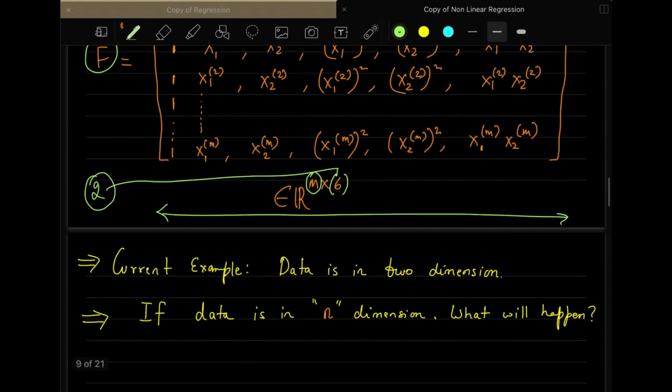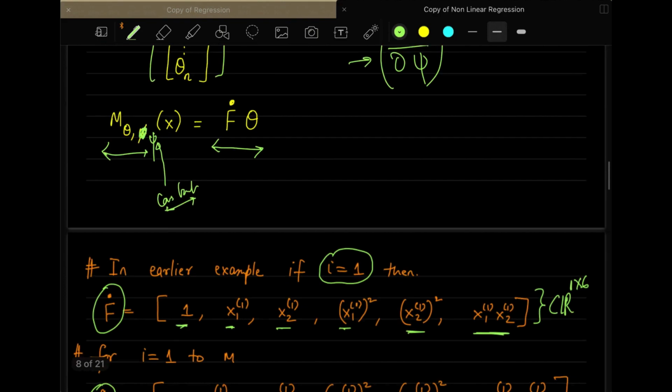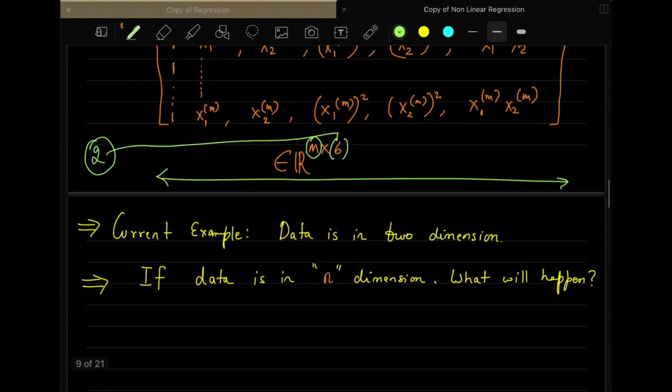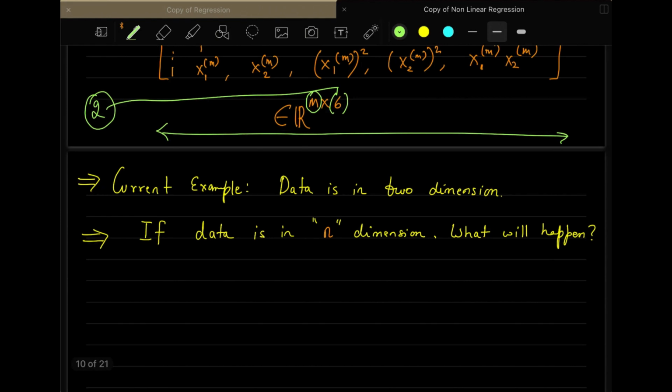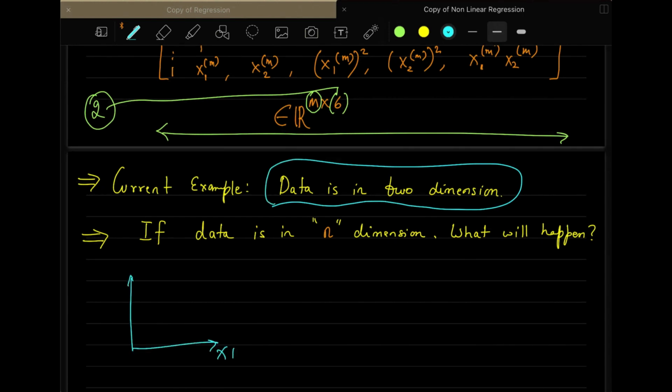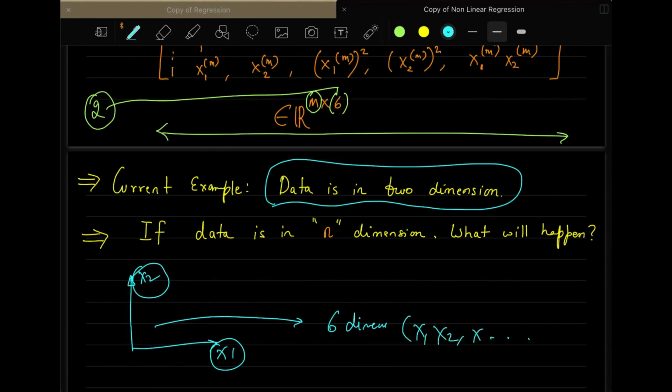So this is a typical representation of the example that we had studied. Now the important point is, if you have understood everything here, then one thing to observe is your current data is in two dimensions. We were discussing, right? Our current data was in two dimensions. We had x1 and x2. And what we did is we projected it into six dimensions by expanding the feature space from x1, x2 to x1, x2 and all those extra terms that we studied.